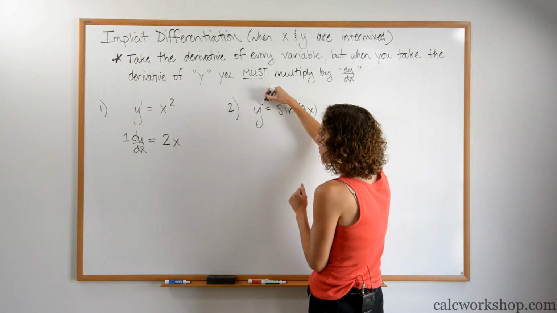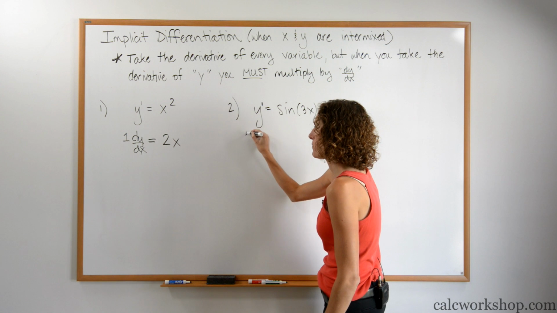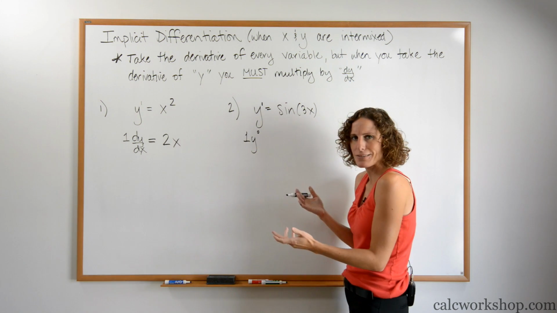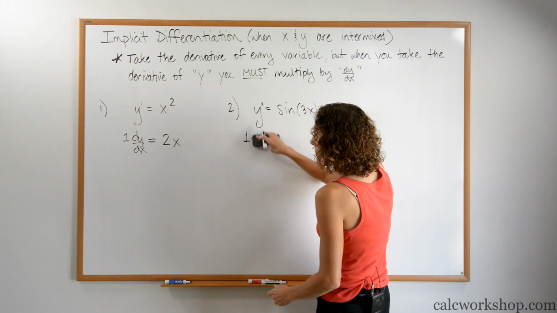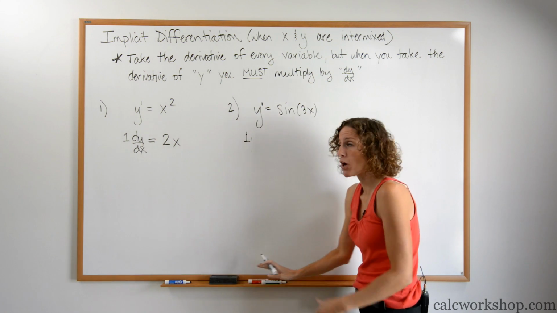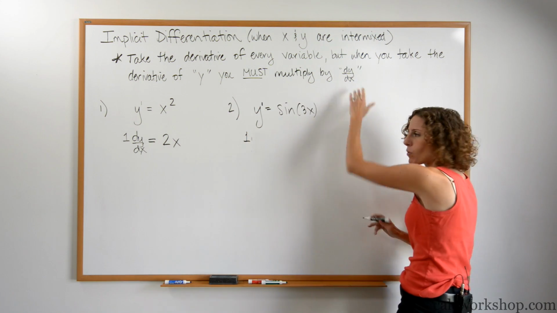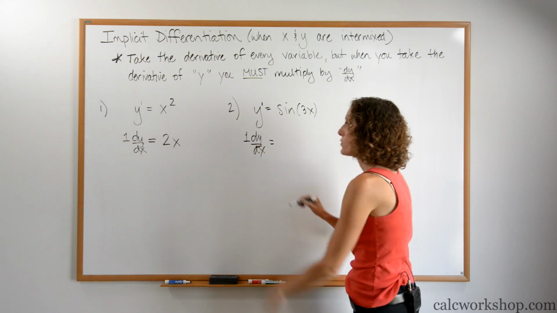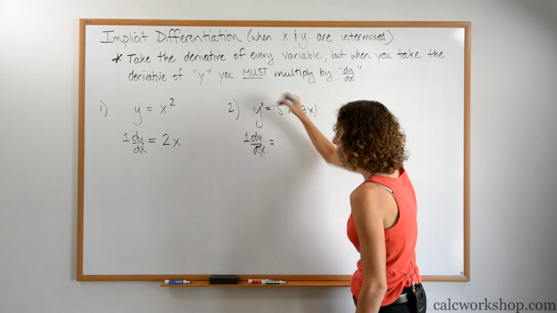Once again, y has an exponent of 1. We're going to bring it down, and we're going to decrease that exponent by 1. Again, y to the 0, anything to the 0 power is 1. That's why we don't write it. But we just took the derivative of y. If we take the derivative of y, we must multiply by dy dx. So there, we have the derivative of y. So this is y to the first power.